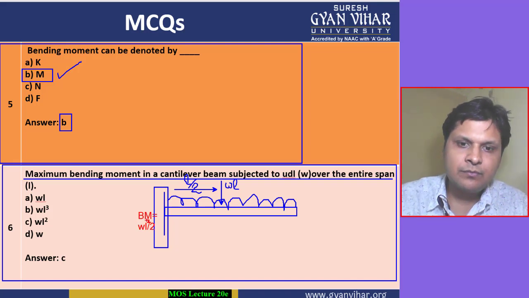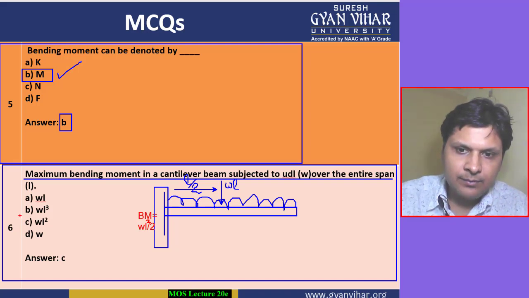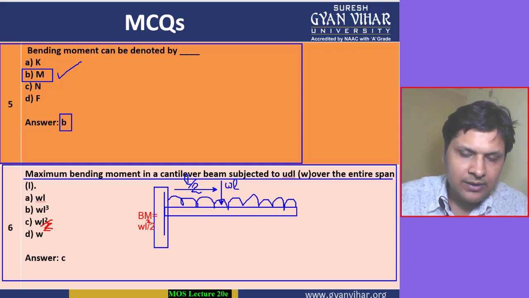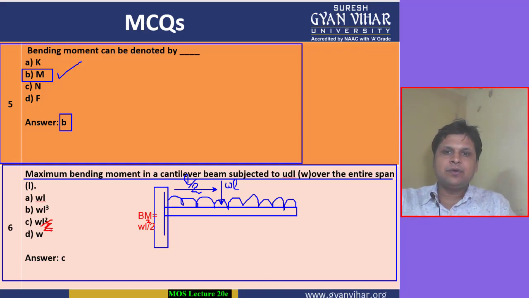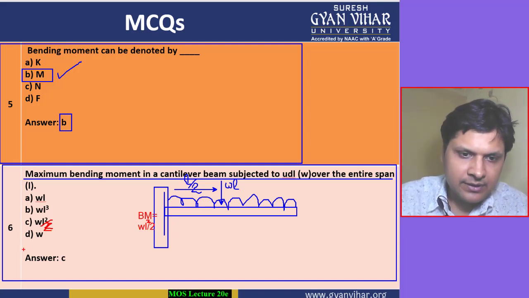So in the options, which is the one having the value WL square by 2? I think there is some issue here. WL square by 2 should be written here, because WL is the load. All right, so in this way, option C is the correct option.